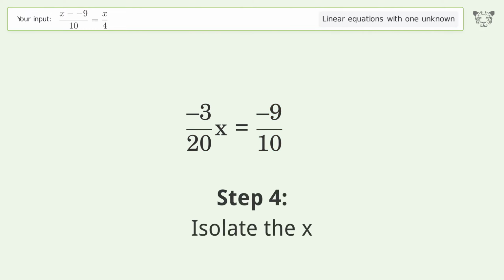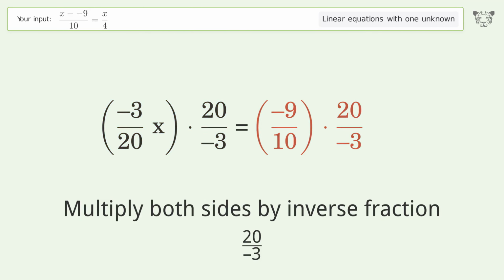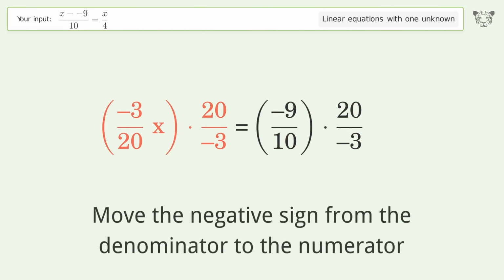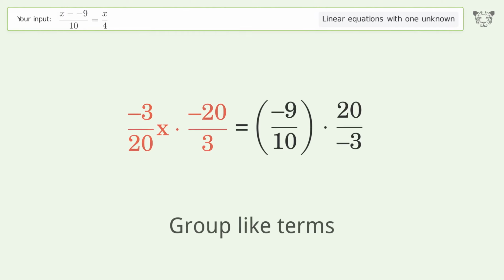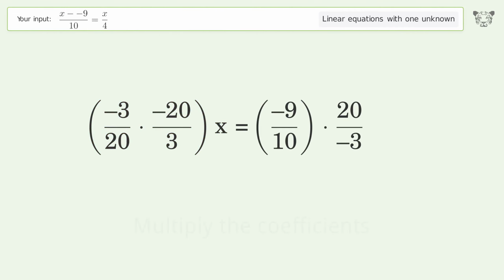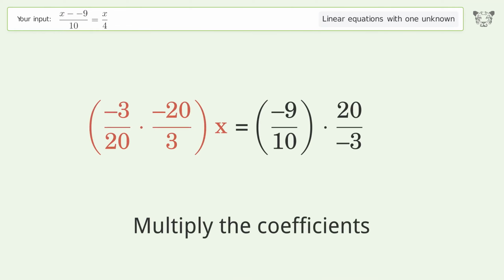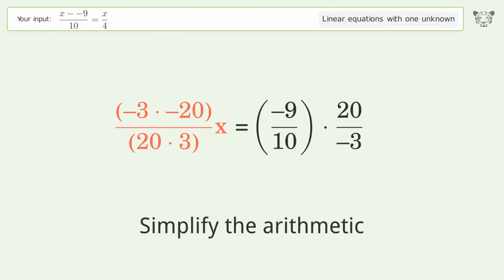Isolate the x. Multiply both sides by inverse fraction 20/3. Move the negative sign from the denominator to the numerator. Group like terms. Multiply the coefficients. Simplify the arithmetic.